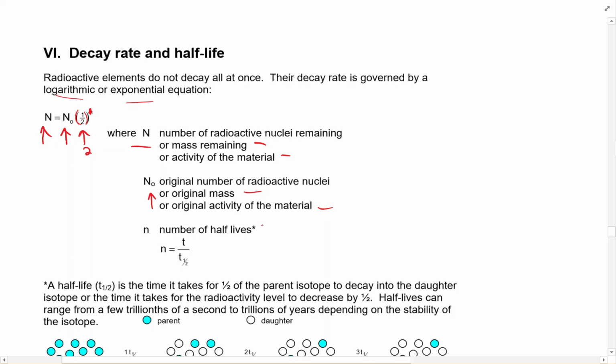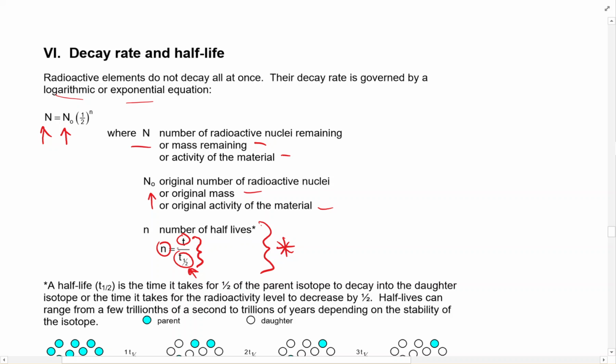And then the next thing to make sure you guys know here is this one. On your formula sheet, it's written as n, so it's just to the power of n. Well, n actually means t over t 1/2, where t is the time that's gone by, and t 1/2 is the symbol for the time for one half-life. So really, it's the number of half-lives that you have.